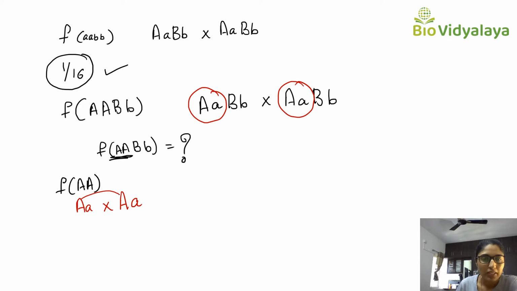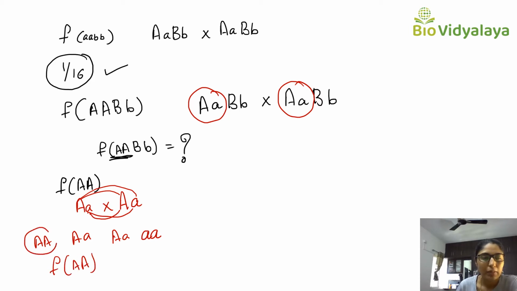The gametes are capital A, then capital A, small a, then capital A, small a, and small a, small a. So what is the frequency of capital A, capital A among 4? Only 1. So, 1 by 4.